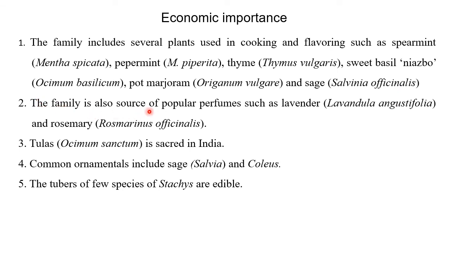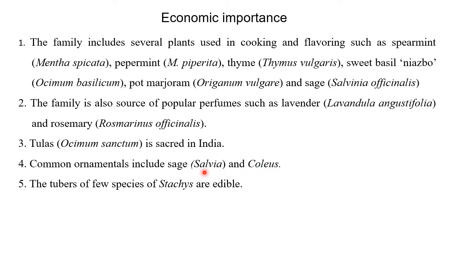The family is also a source of popular perfumes such as lavender, which is obtained from Lavandula angustifolia, and rosemary oil, which is obtained from Rosmarinus officinalis. Then another economic importance: Tulsi, botanical name Ocimum sanctum. It is a very sacred plant in India, and it is grown in Indian culture in front of the doors of every Indian house. Common ornamental plants include sage, that is Salvia, and coleus.